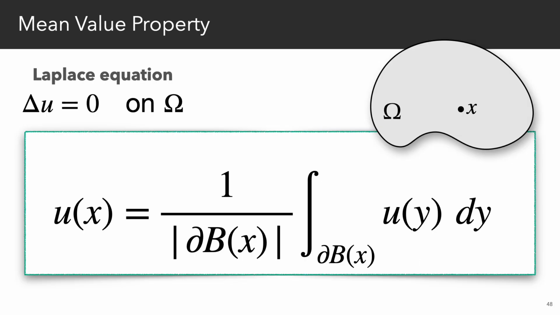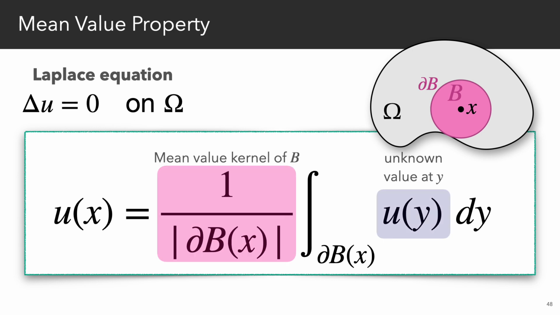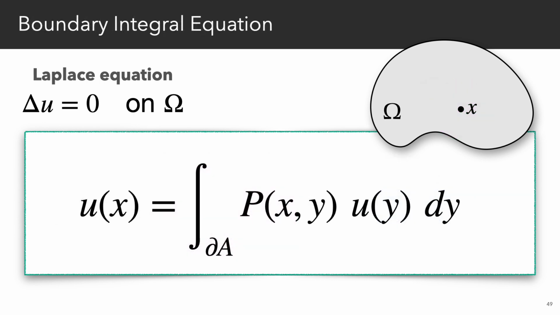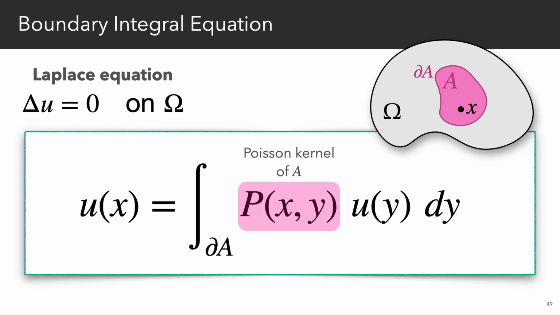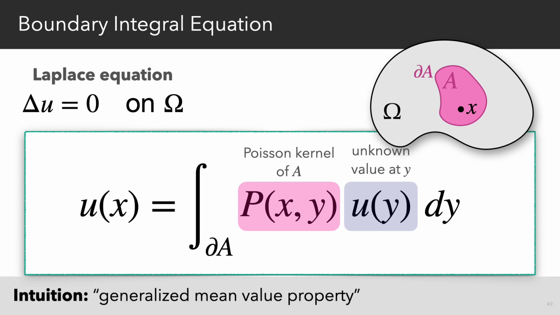So to bypass these issues, the right answer is to return to the integral representation of our PDE. So recall that the solution to a Laplace equation has a mean value property over the ball, where we weight the unknown value u at y by 1 over the surface area of the ball. We can actually generalize this relation to consider sets other than just balls. So for any arbitrary subdomain A, the solution value at x now equals the integral of the Poisson kernel of A times the unknown solution values at all points y on the boundary of A. So think of this as a sort of generalized mean value property.